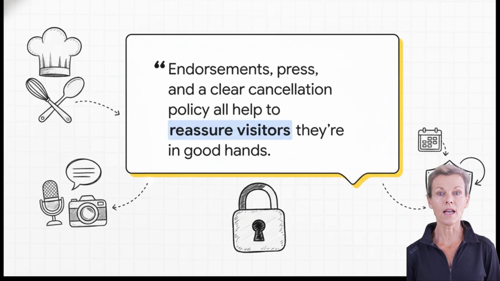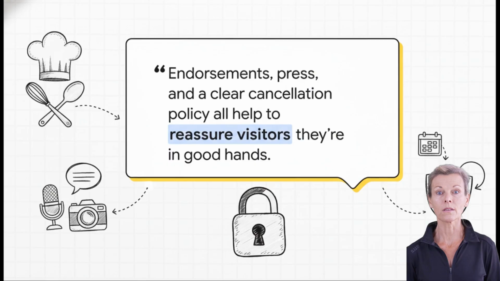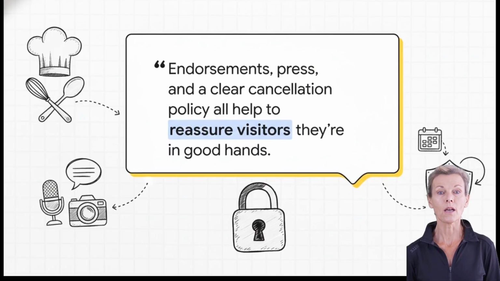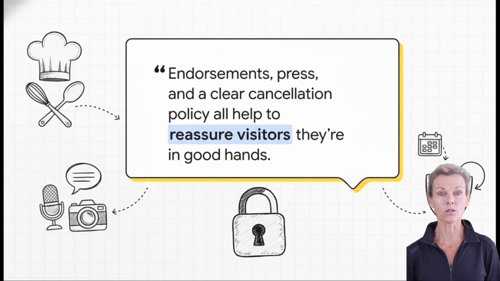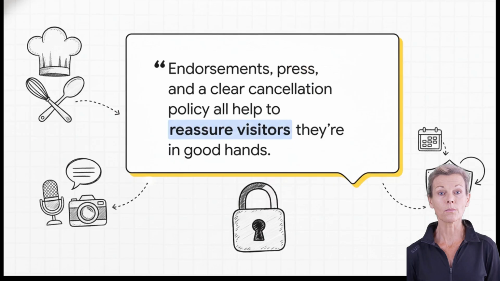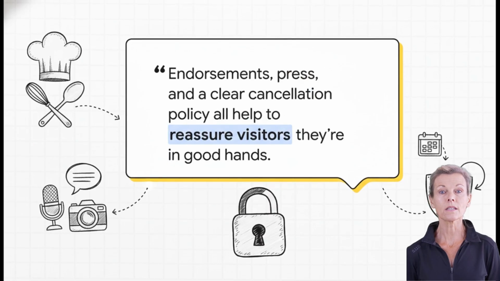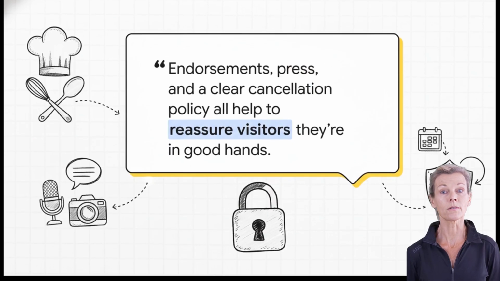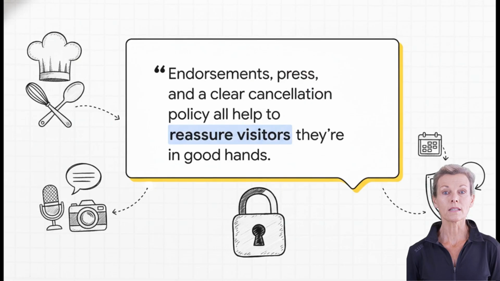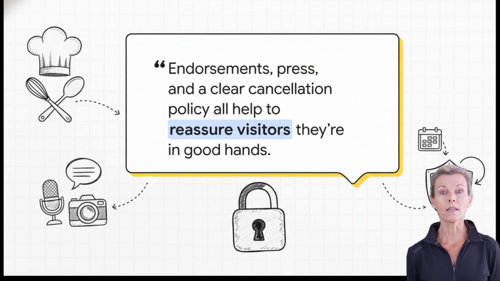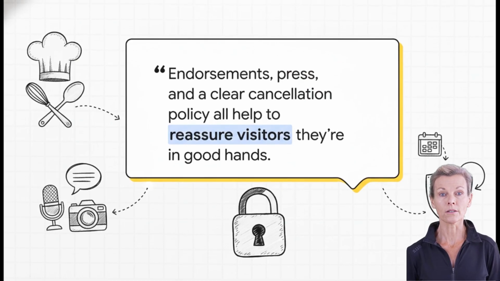And here's a fantastic real-world example. The digital cookbook service CKBK totally nails this. They use endorsements from famous chefs, they show off press from big publications, and they make it super clear you can cancel anytime. Every single one of those elements is sending the same message. Hey, don't worry, you're in good hands here.